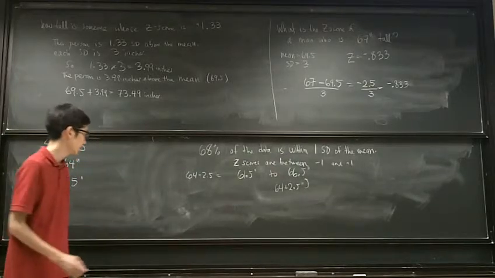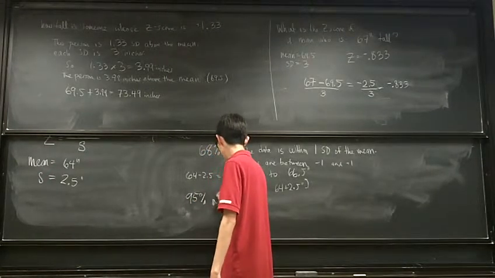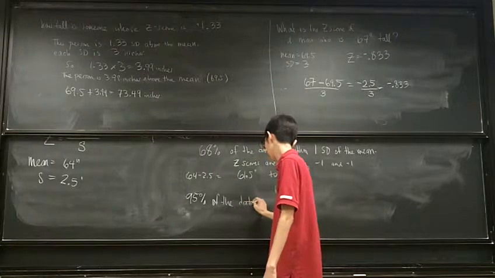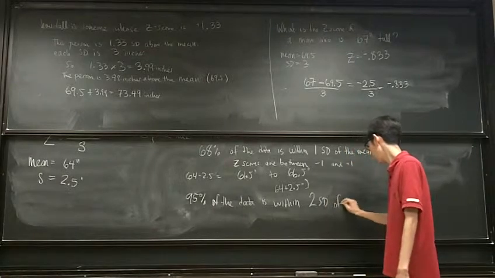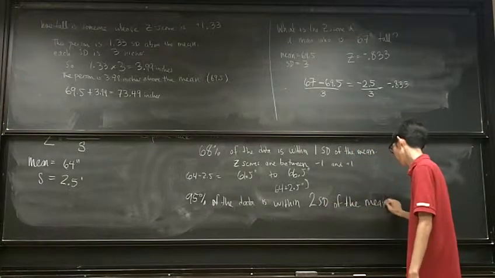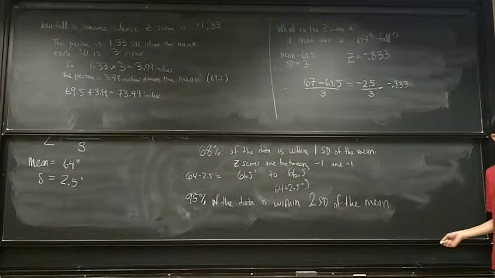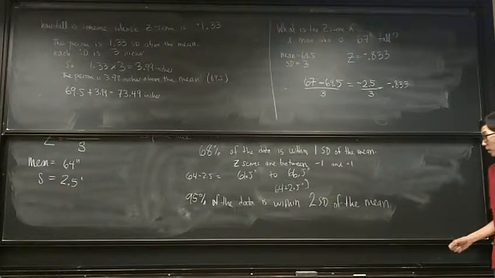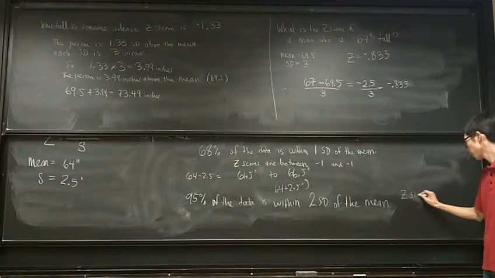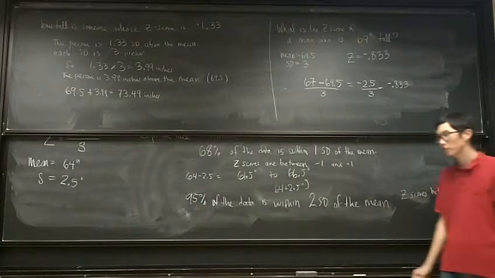Okay? And 95% of the data is within two standard deviations of the mean. Okay, so that means z-scores are between what? Z-scores are between -2 and 2. Because how many standard deviations? No more than 2 below and no more than 2 above. So -2 and 2.